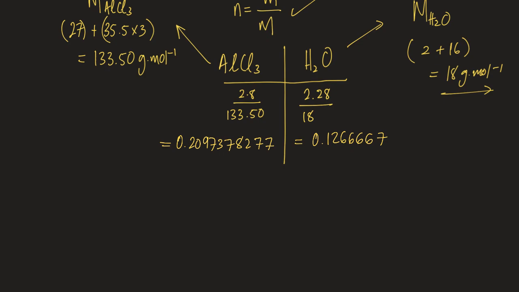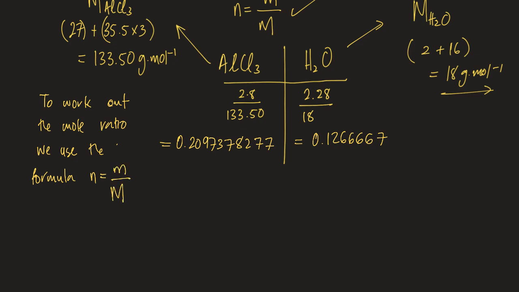To find this, I'm making notes here. To work out the mole ratio, we use the formula n is equal to m over M. That's what we did there. The next thing you need to do is get a whole number ratio.